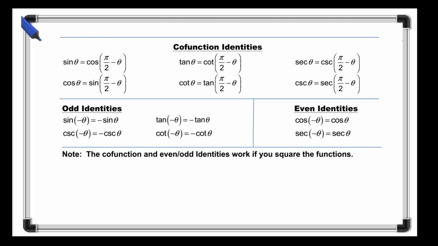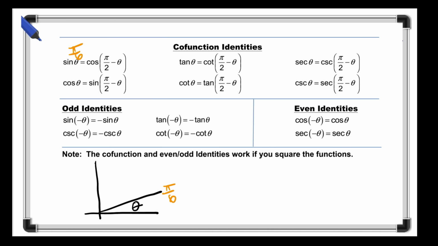Here we have some co-function identities. Now, the thing that we want you to remember is what a co-function identity is. It's one function of an angle that equals another function of its complementary angle. So if I give you just an example to help you, imagine we're in quadrant number 1. Let's say my theta is pi over 6. I'm going to use the very first example.